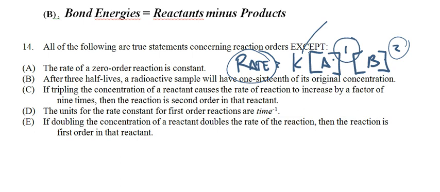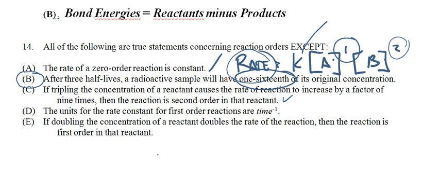Alright, let's see. All the following are true statements concerning reaction orders except the rate of a zero-order reaction is constant. Yes. After 3 half-lives, a radioactive sample will have one... No. I'm guessing B right off the bat. Let's continue. If tripling the concentration of a reactant causes the rate of reaction to increase by a factor of 9 times, then the reaction is second order. Yep, that's true.